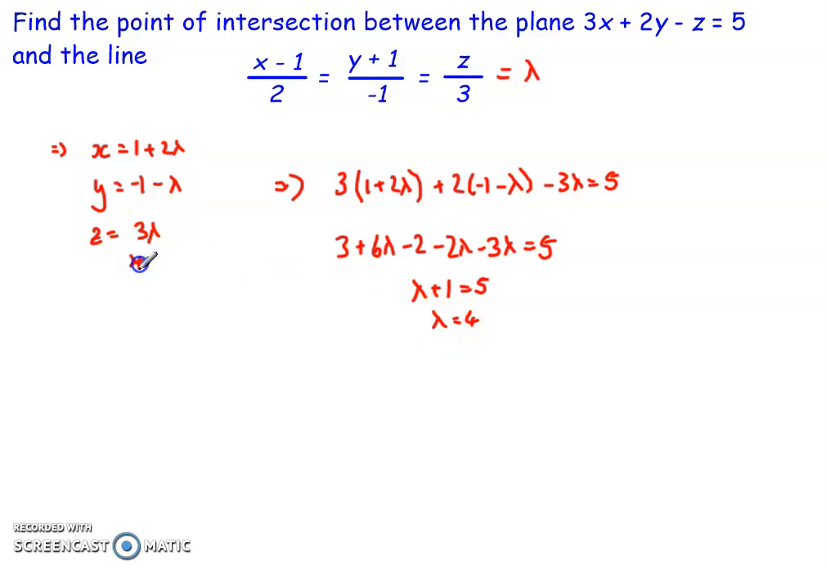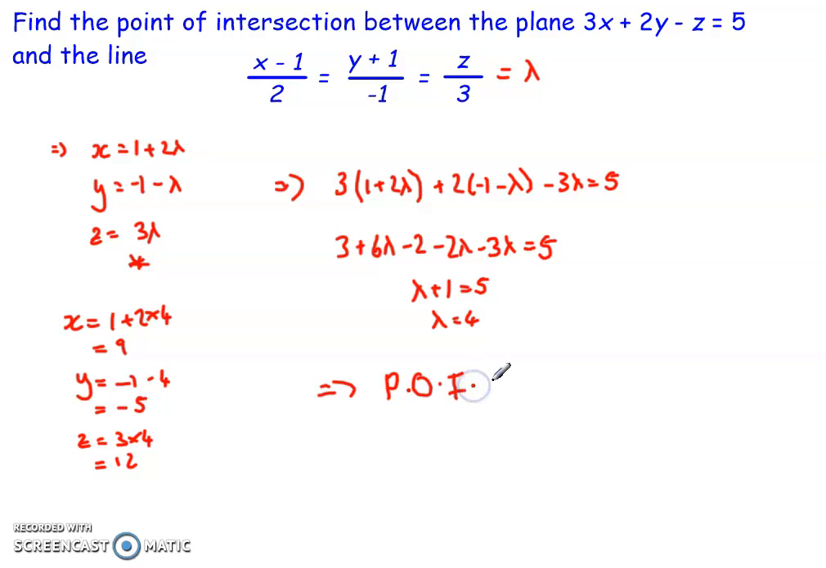Now I take it and put it back into these equations here to find my values for x, y, and z at the point of intersection. So I know that x is going to equal 1 plus 2 times 4, so that's 9. Y is going to equal negative 1 minus 4, so that's negative 5. And z is going to equal 3 times 4, so it's going to be 12. So what I can say is fine. That means my point of intersection, my POI, is given by 9, negative 5, 12. So there you go, finding the point of intersection of that line and that plane gives me that coordinate there.